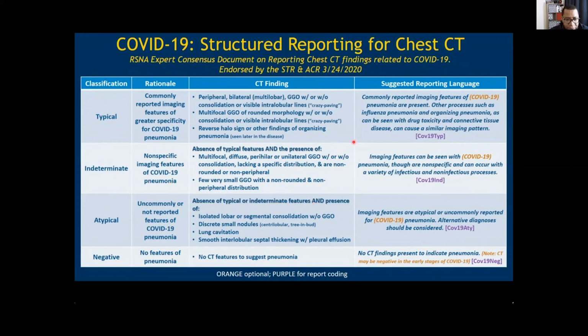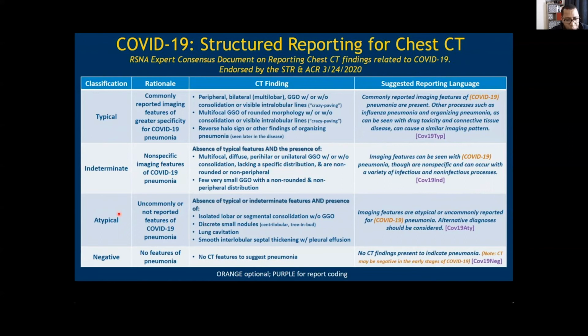Absence of typical features like we just talked about, and multifocal, diffuse, perihilar, or unilateral ground glass opacity, with or without consolidation, lacking a specific distribution, and are non-rounded or non-peripheral. A few ground glass opacities with a non-rounded or non-peripheral distribution. A suggested way to say it is imaging features can be seen with COVID-19 pneumonia, though are not specific and can occur with a variety of infectious and non-infectious processes.